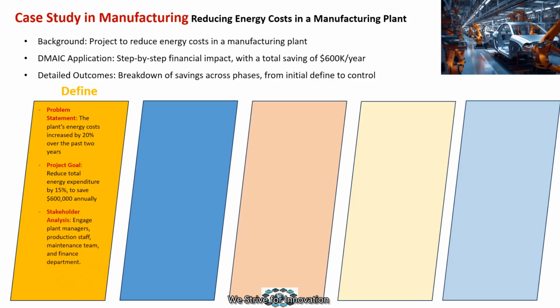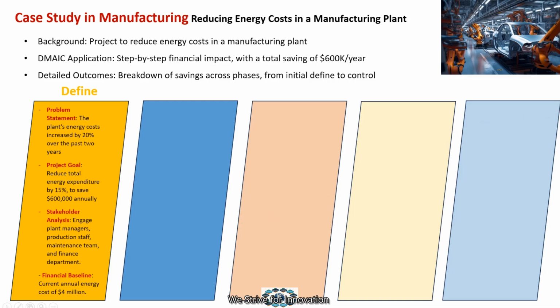What's the involvement of stakeholders? You will engage the plant manager, production staff, maintenance team, and finance department. What will be your financial baseline? Of course, you have to have a baseline to work from that point forward. It will be the current annual energy cost of 4 million.